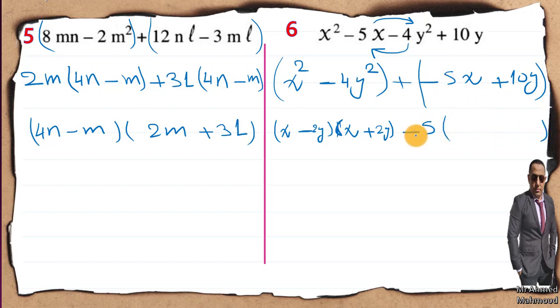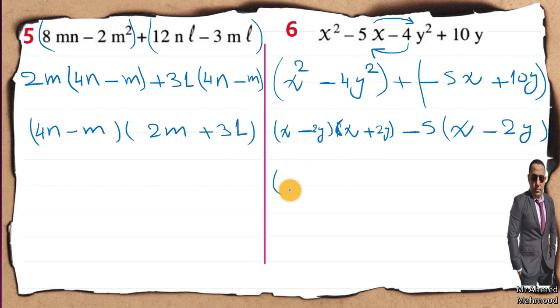Negative 5 divided by negative 5 equals 1. So I'm going to write x. 10 divided by negative 5 equals negative 2. And write down y. Here I have x minus 2y, and here I have also x minus 2y. So this is a correct choice.